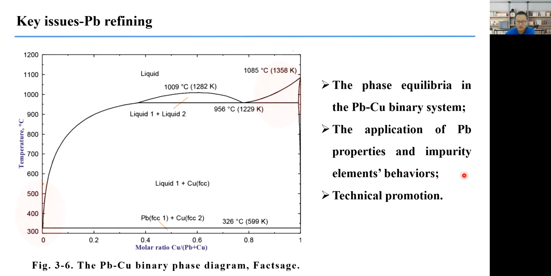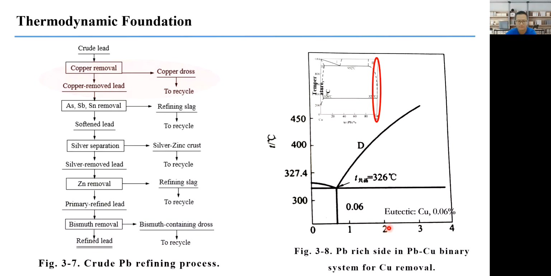All of them are based on thermodynamics. Once we know the thermodynamics, we need the technology, whether we have the equipment, and whether it can be technically promoted. So this is the crude copper refining process. We are targeting in this part how to remove copper from the crude lead.